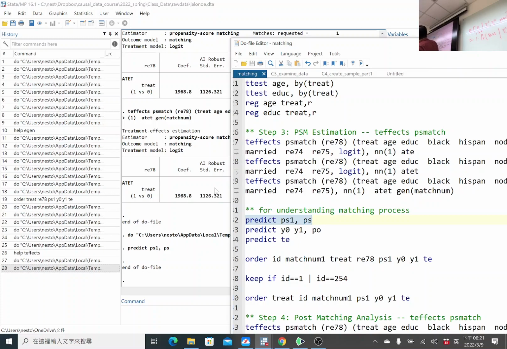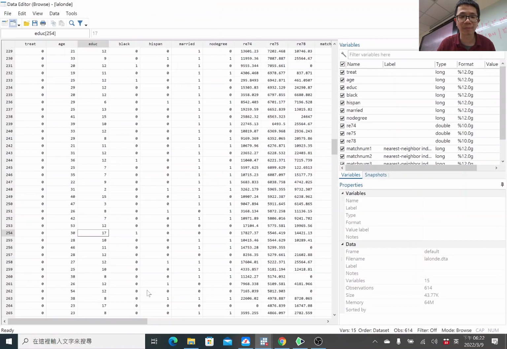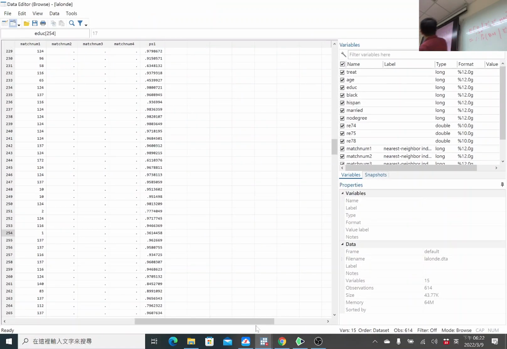After you implement this, you can implement this predict propensity score. This is the option that generates a new variable, PS1, the propensity score. So now your data set will have a propensity score, and this score is between 0 and 1, because it's generated by logistic regression based on the characteristics you just put in. Each individual, each sample, will have a propensity score.